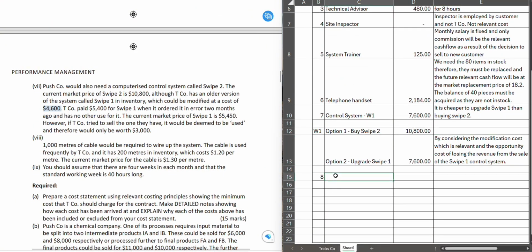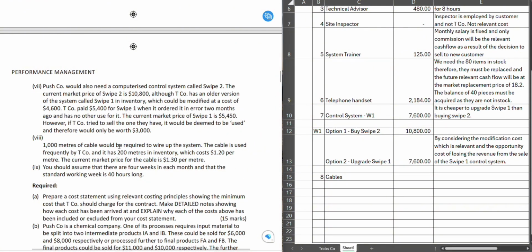Number 8, cable. We've got cables too. Let's see. 1,000 meters of cable would be required to wire up the system. The cable is used frequently by TICO and it has 200 meters in inventory, which costs 1.2 per meter. The current market price for the cable is 1.3.